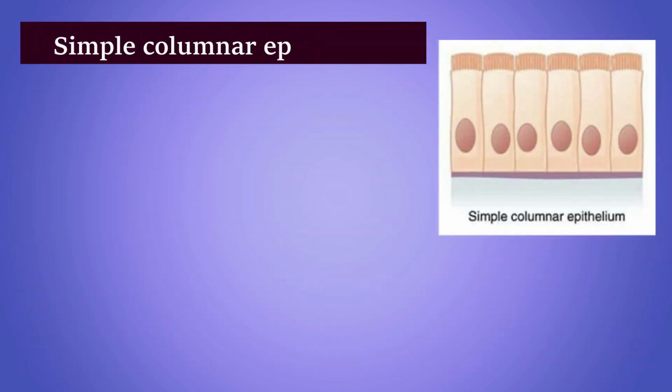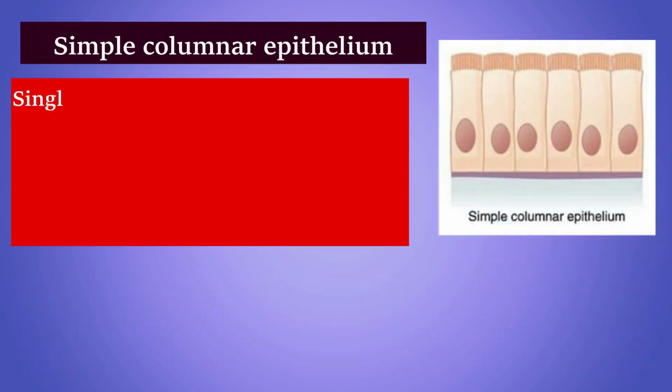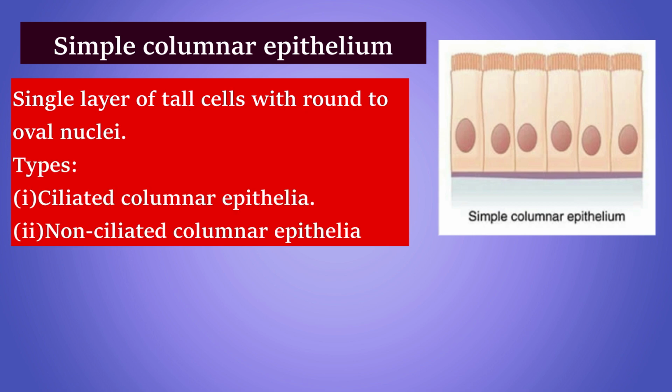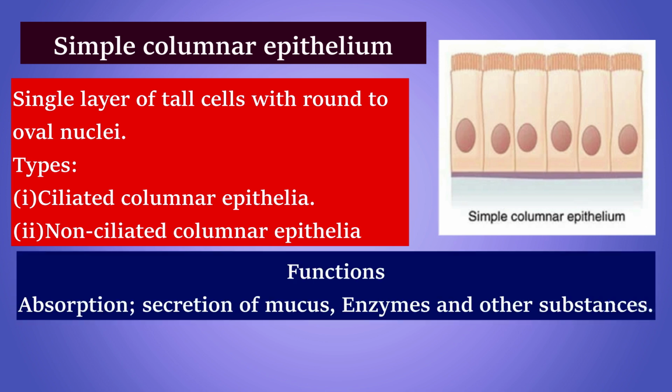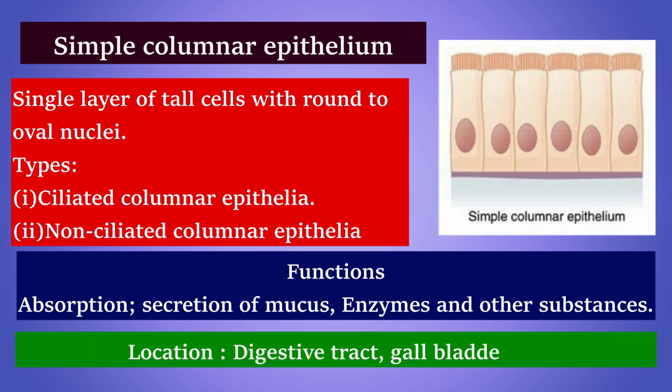Simple columnar epithelium. Single layer of tall cells with round to oval nuclei. Types: 1. Ciliated columnar epithelia. 2. Non-ciliated columnar epithelia. Functions: absorption, secretion of mucus, enzymes and other substances. Location: digestive tract, gallbladder, etc.